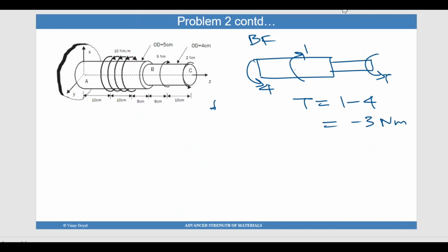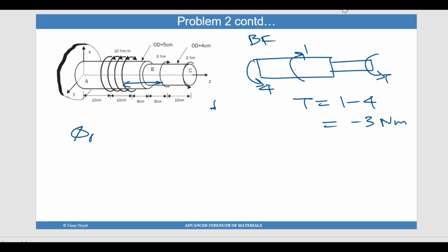The torque from here to here is actually the same because you don't really have to do it again, because there is no external torque in between, right? So the entire torque in that region is the same. The reason it's a separate part is because the diameter changes. So since the diameter changes, the J value changes. So you cannot use the same formula. So that's why it's a separate section.